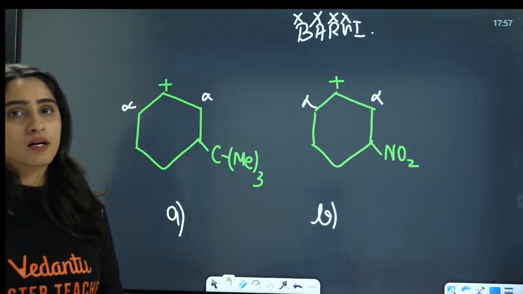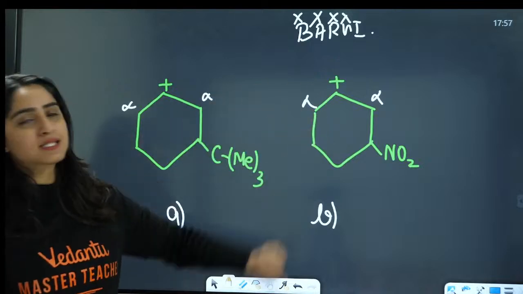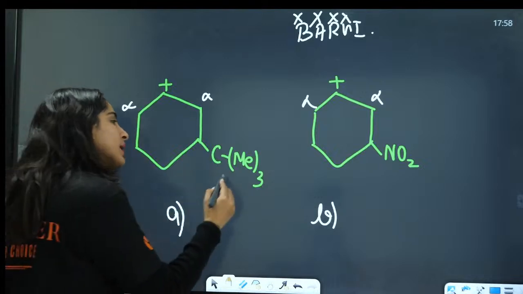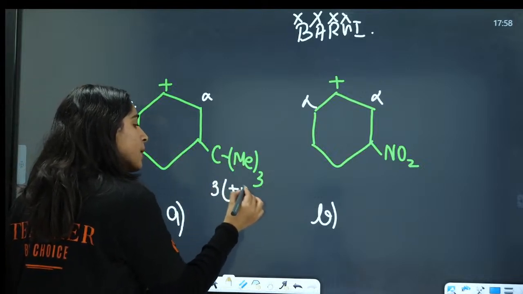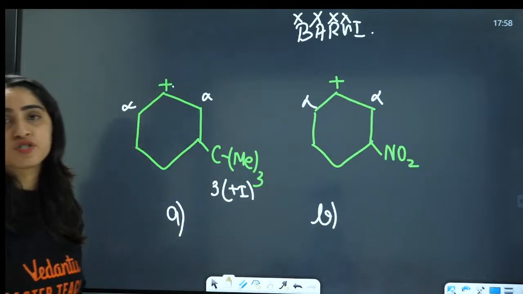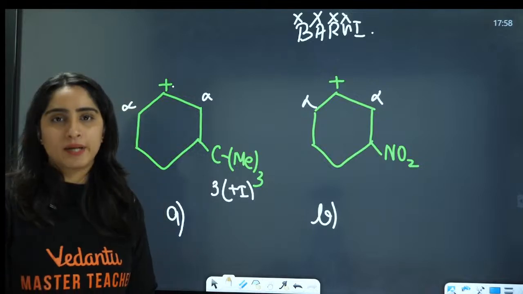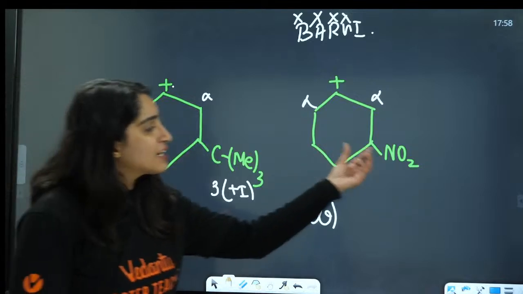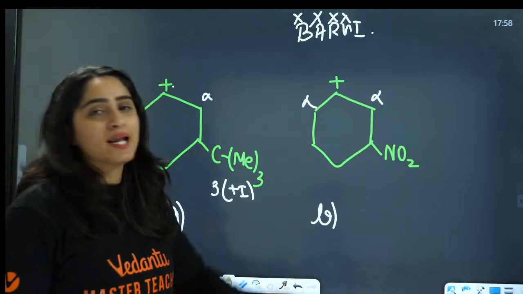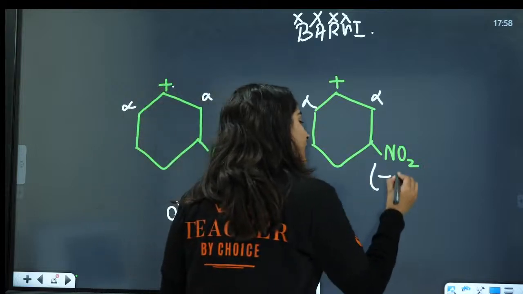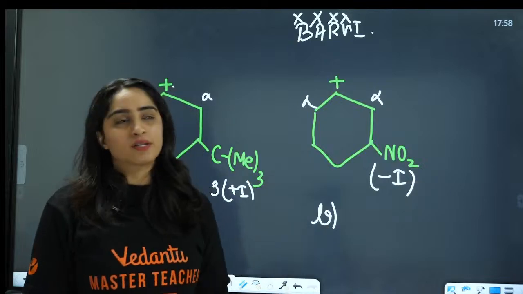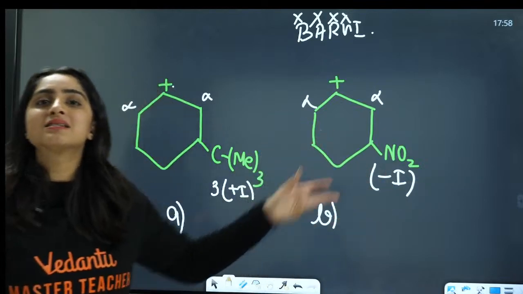So let us see the inductive effect. The distance is the same between the two groups. It has 3 methyl groups, which means it has 3 times plus effect. It is giving the electrons to this positive charge, to this electron deficient vacant p orbital. And this is an NO2 group, which has minus effect. This is very electronegative, so it will take away the electrons. This is already positive, and you're taking away the electron, which makes it more unstable.